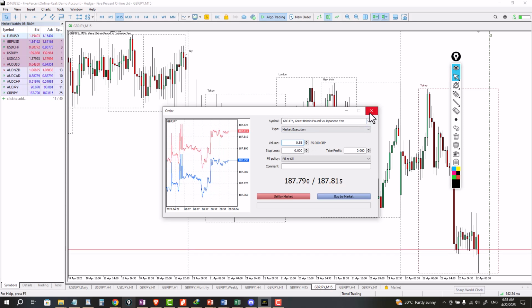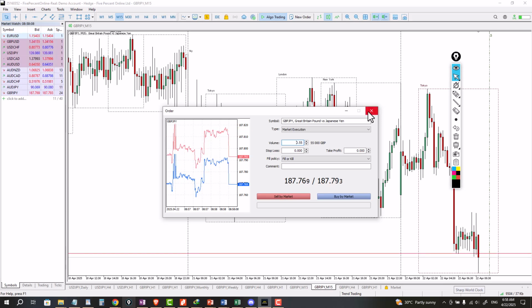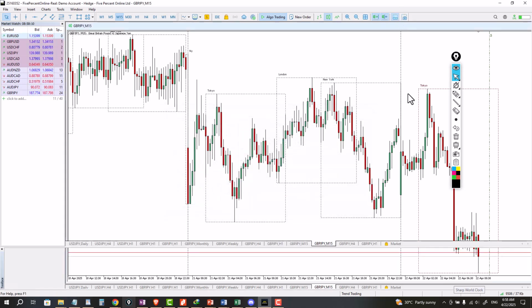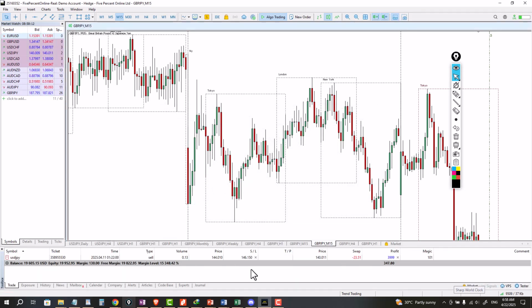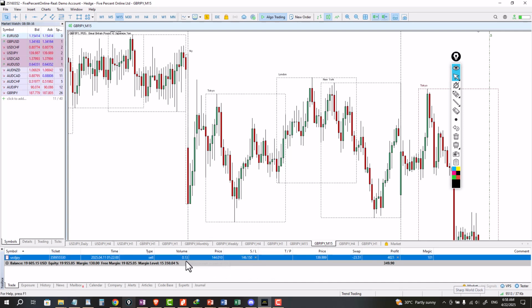And the bigger the lot size you place a trade with, the more the profits or losses that you're going to incur on that trade. Showing you an example again, for this particular trade which I placed, I used a lot size of 0.13. This simply means that I'm trading this currency pair with, let's say, 13,000 units of the base currency in the currency pair. So my profits are reflected based on this lot size that I'm trading.